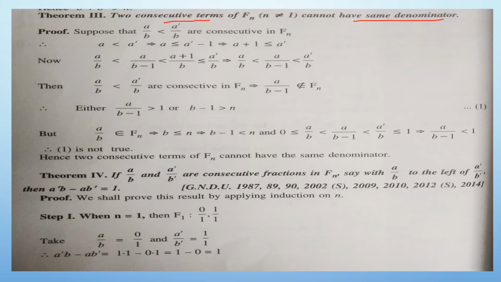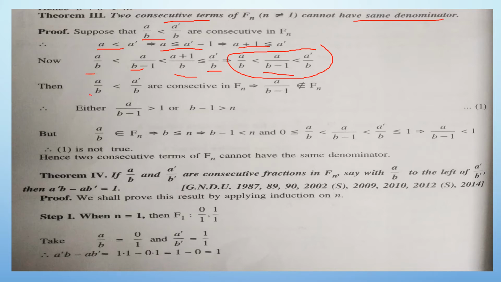Let us start. Let us suppose we have two consecutive terms of Fn with the same denominator. Clearly, a will be less than a dash. I can also write that a is less than or equal to a dash minus 1, and if we subtract from the right hand side, a plus 1 is less than or equal to a dash. Now a upon b can be written like a upon b minus 1. a upon b is less than a upon b minus 1, since a is less than a plus 1 and b minus 1 is less than b. So I can write a plus 1 upon b is less than a dash upon b dash. So we get a median between them, a upon b minus 1.